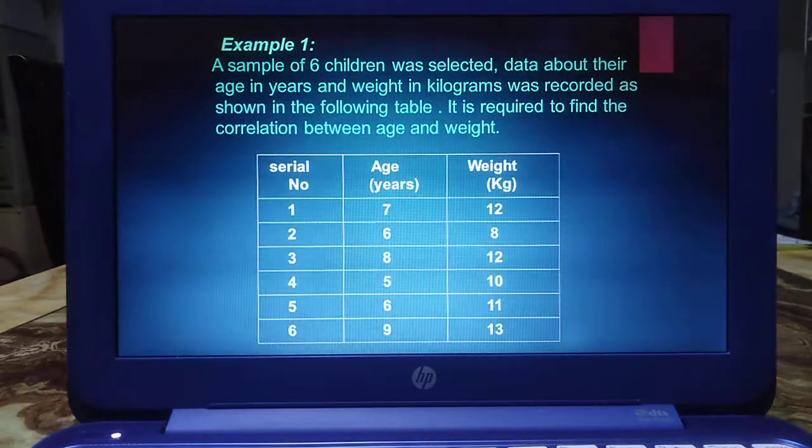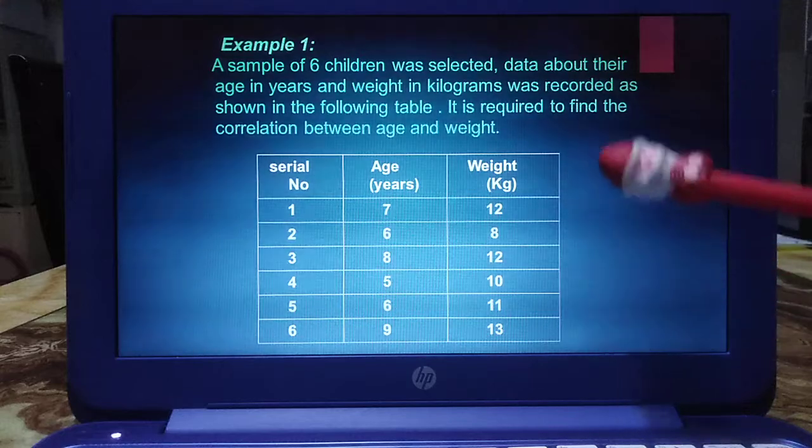So let us look at our first example. A sample of 6 children was selected. Data about their age in years and weight in kilograms was recorded as shown in the following table. It is required to find the correlation between the age and the weight.